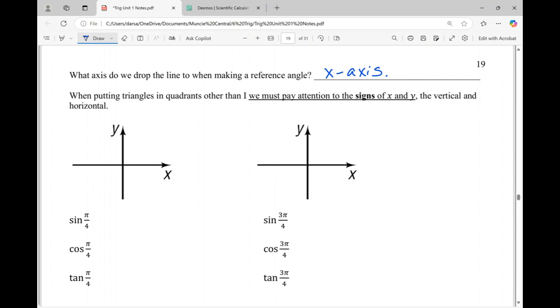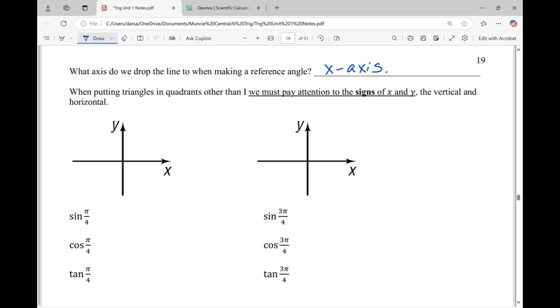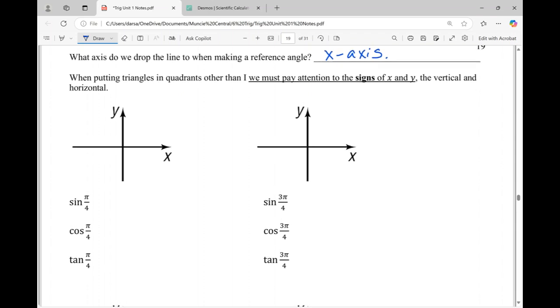This is going to affect how we find the sine, the cosine, and the tangent of angles that are bigger than 90 degrees. So let's take a look at how we're going to do this. When you're putting triangles in other quadrants, you must pay attention to the fact that on the unit circle, this is 0, 0. But remember, the x-axis is positive to the right, but these numbers to the left are all negative. The y-axis is positive when we go up, but as we go down, those are negative numbers. And that's going to affect how we label the sides of our angles.